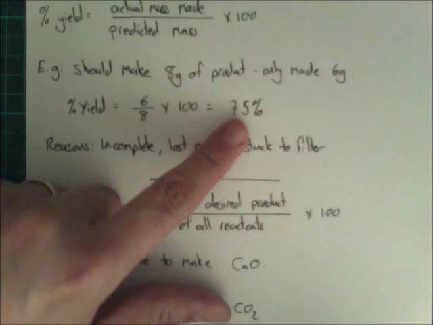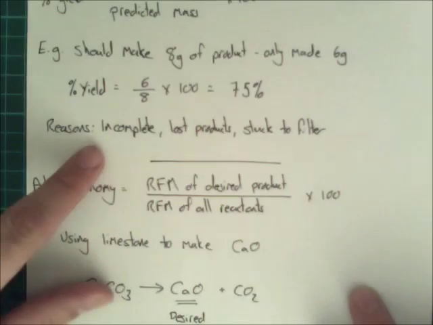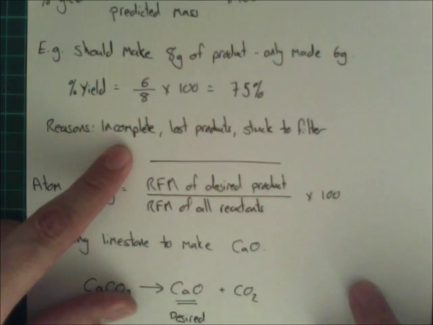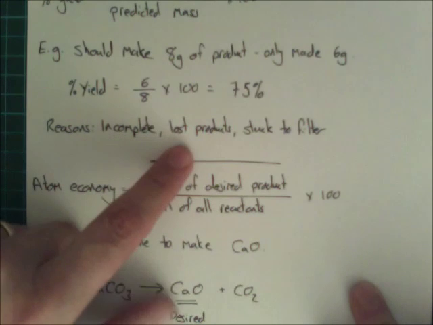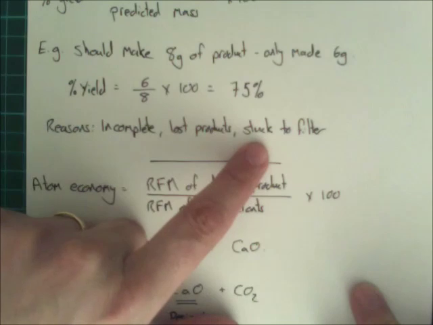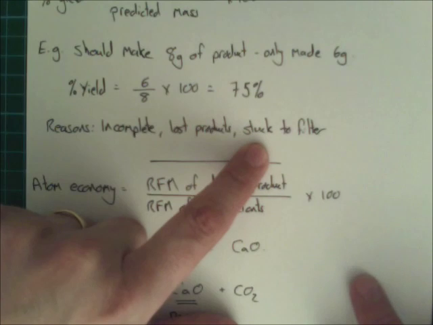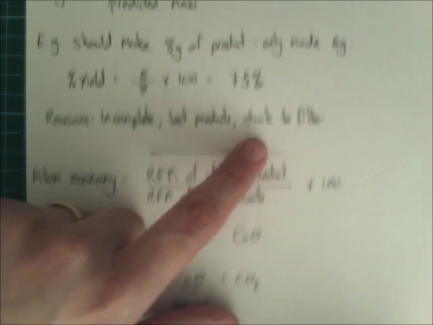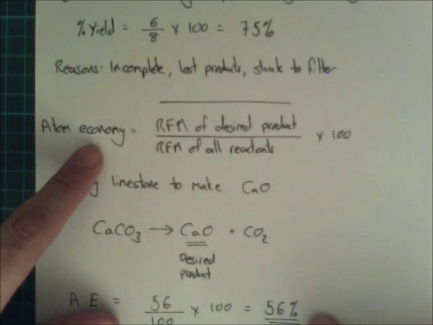Now you might be asked in the exam for reasons. It might have been an incomplete reaction, it didn't quite finish. You might have lost some of the products: they escaped as a gas, as a powder, as an ash or into solution, or they may have stuck to the filter paper if you were taking a precipitate out of solution, for example. The other part of this module is understanding atom economy.